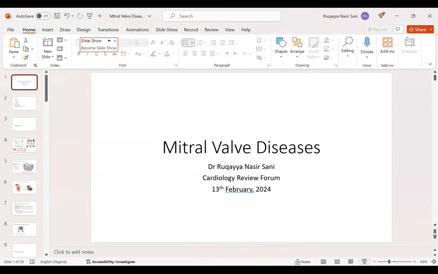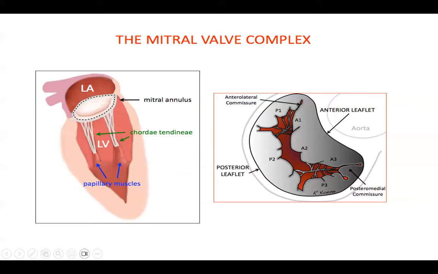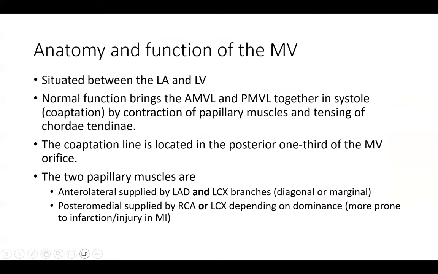Okay, so we know that it's located between the left atrium and the left ventricle, and when it's functioning normally, during systole, there's contraction of the papillary muscles with tensing of the chordae and closure of the valve, the so-called coaptation, and we'd have a coaptation line, which I showed earlier.